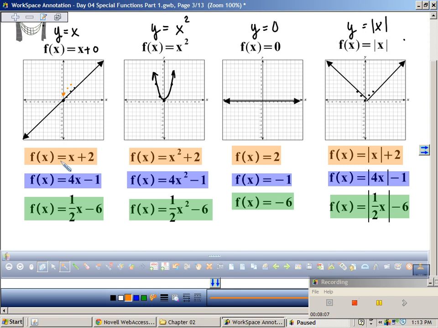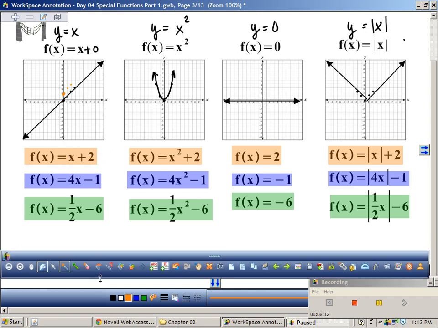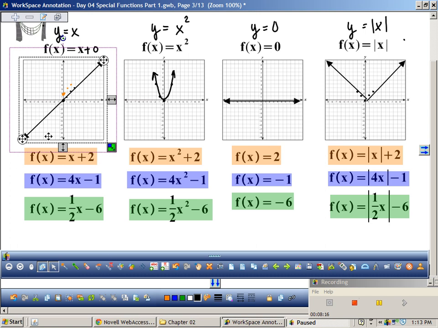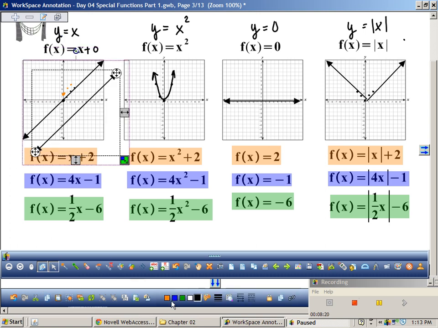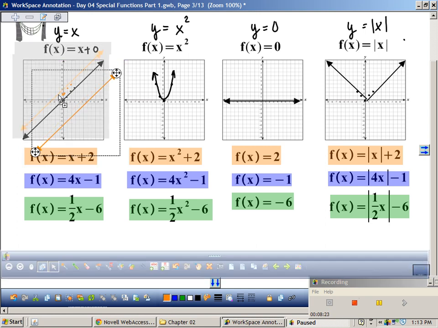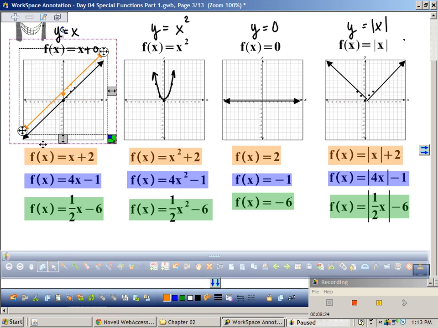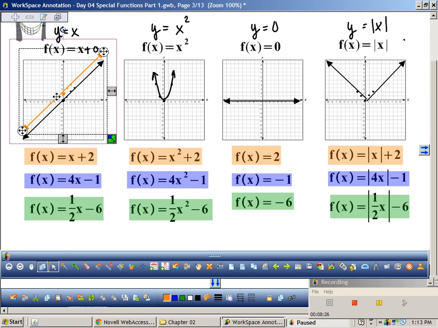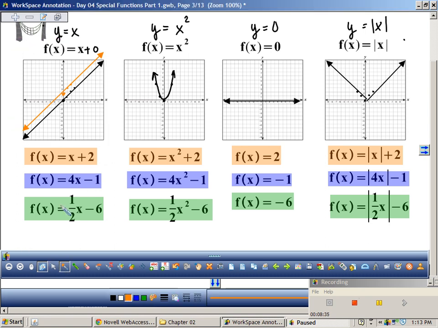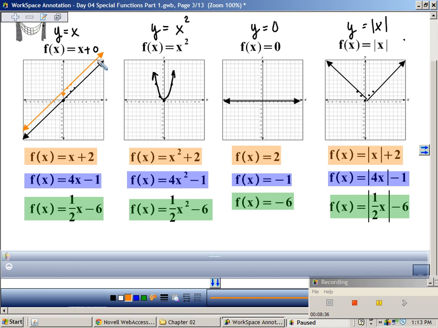What do you see? How does y equals x compare to y equals x plus 2? Parallel. Good job. It's parallel. So couldn't I just take this line, copy it, paste it, change the color of it, and shift it up 2? Isn't that all that's happening to that line? It's just shifting up 2. Right? Let's look at the next one. Actually, I'm going to leave that there. Let's move on.